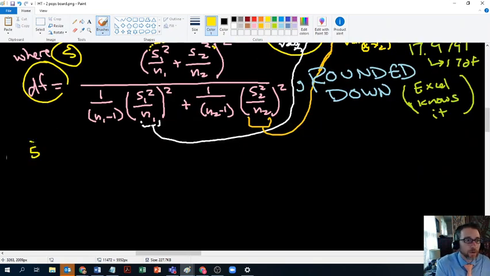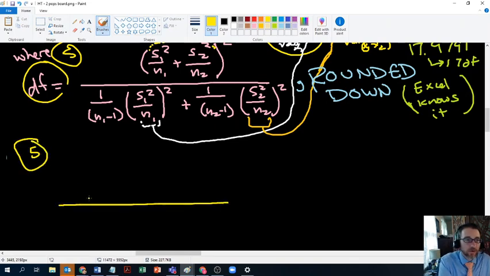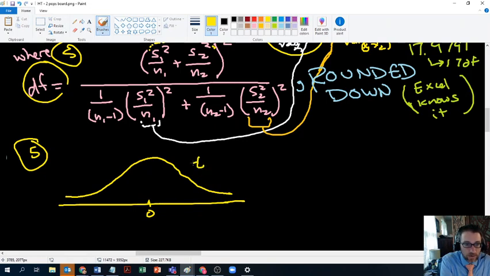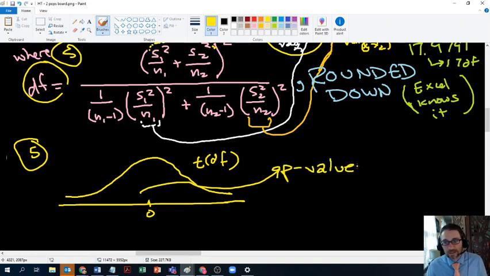In step 5, what we're going to do is draw ourselves a t distribution with the correct number of degrees of freedom. And then based on where our test statistic falls, we're going to have to find the area under this curve, right? Because that's how we would get a p-value. We need to use this curve somehow to get a p-value. So what can we do to try to get a p-value if we have a t statistic?